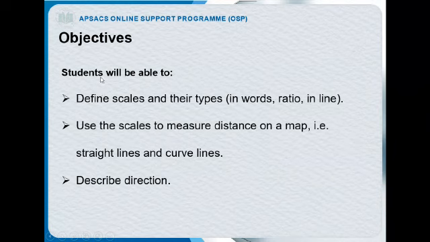Objectives. Today's objectives are that students will be able to define scales and their types, that is in words, ratio, and in line. They will be able to use the scales to measure distance on a map, that is straight line and curved line distance, and they will be able to describe direction.